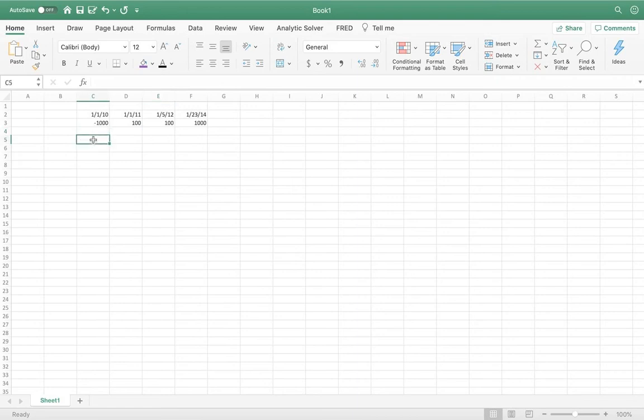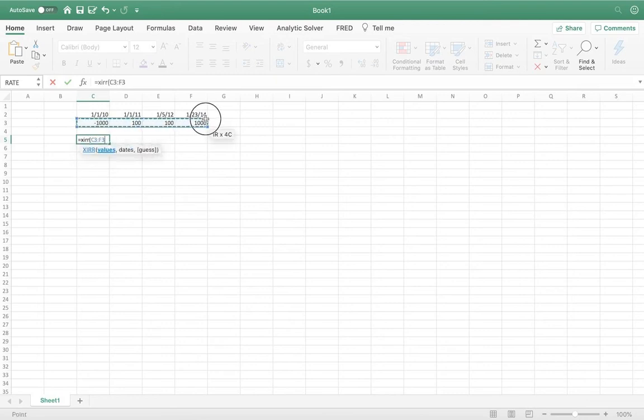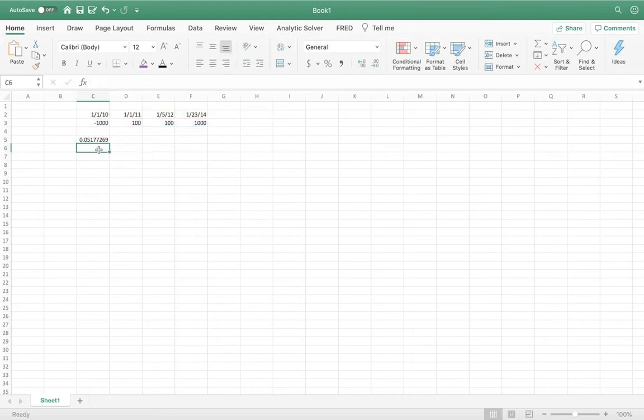Now, okay, so the function is XIRR. We first select the values, then we select the dates. You don't really need to guess, but we can guess, let's say 5%. And well, we were actually pretty close. IRR is 5%.